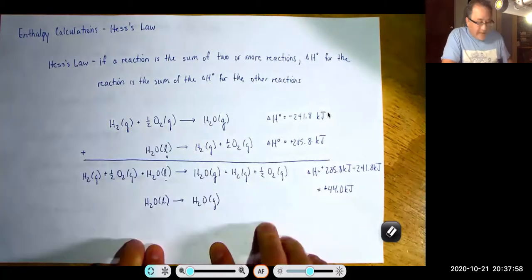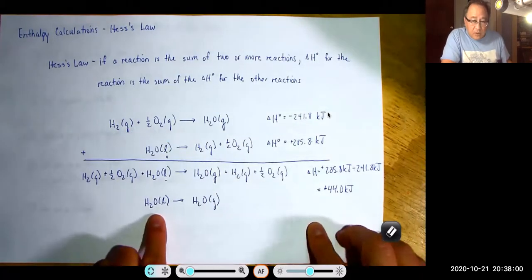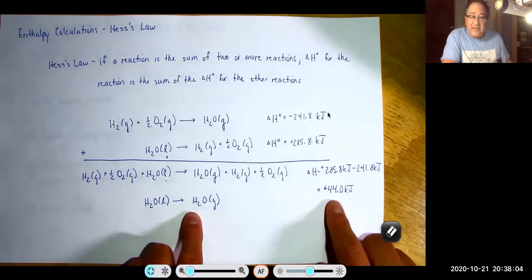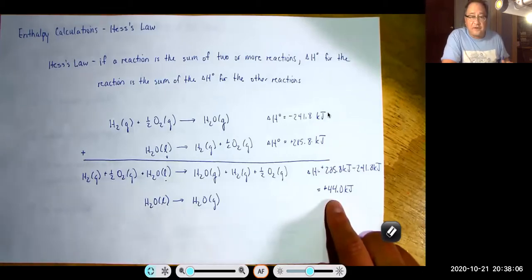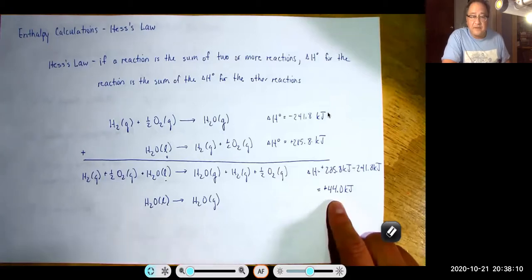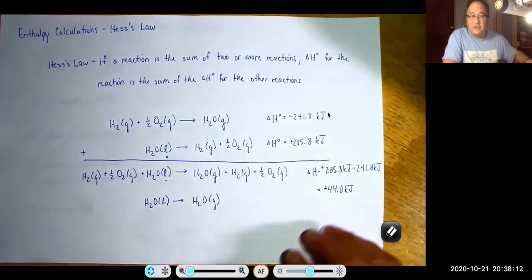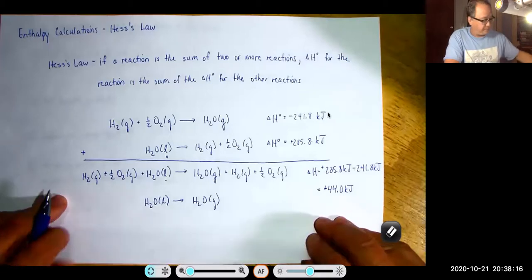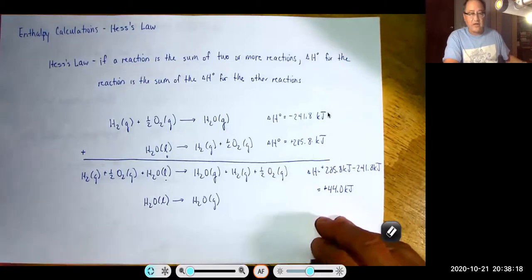We have that taking H2O liquid, 1 mole of it, and turning it into H2O gas, 1 mole of it, will take 44 kilojoules of energy. And that's energy that is a reactant to make this happen. So it takes 44.0 kilojoules to boil, if you will, a mole of water. So that's how we use Hess's law.